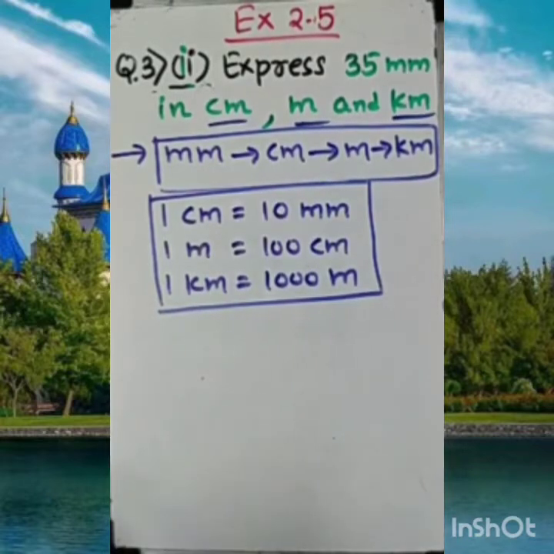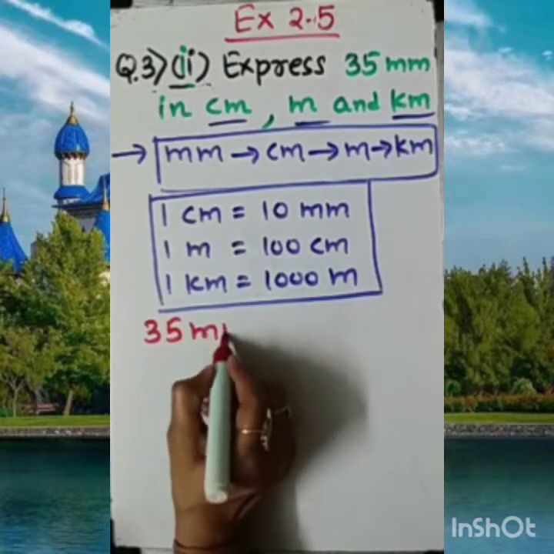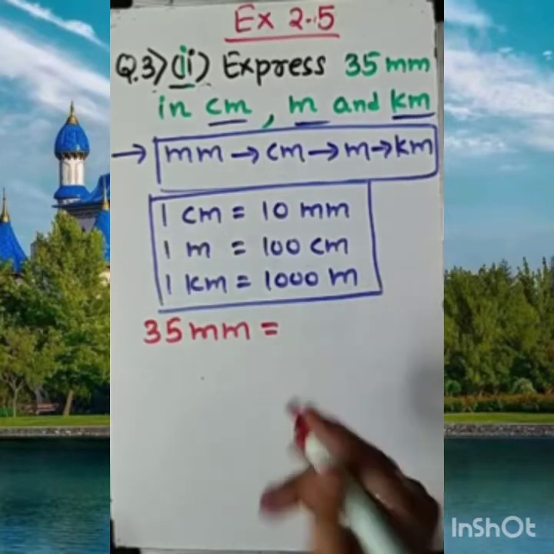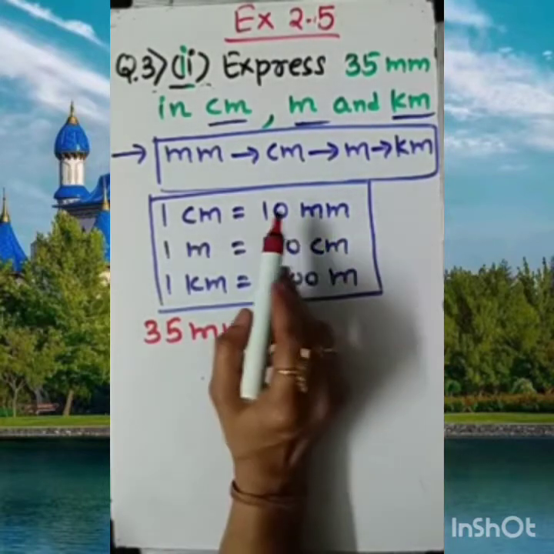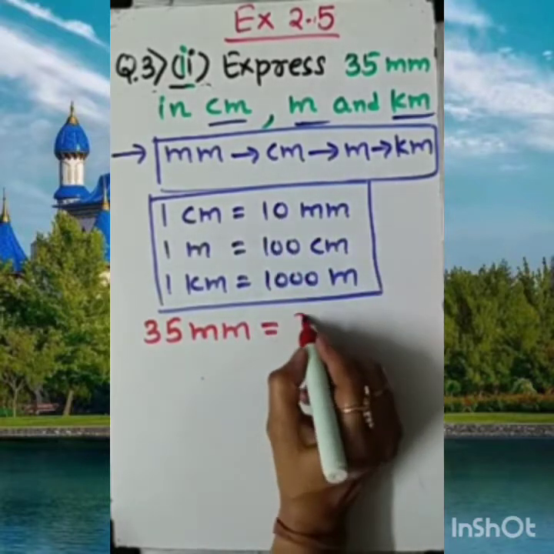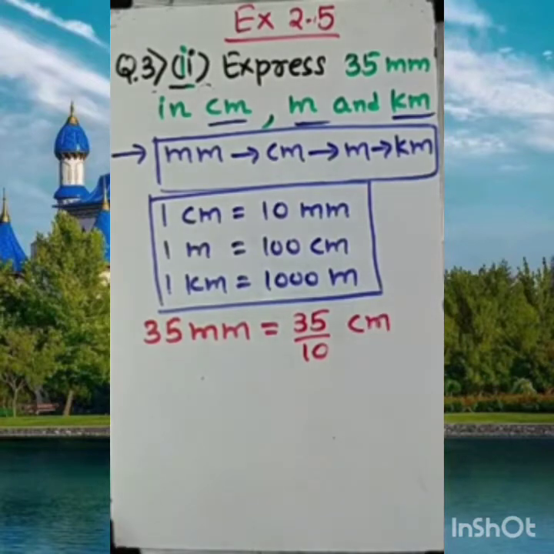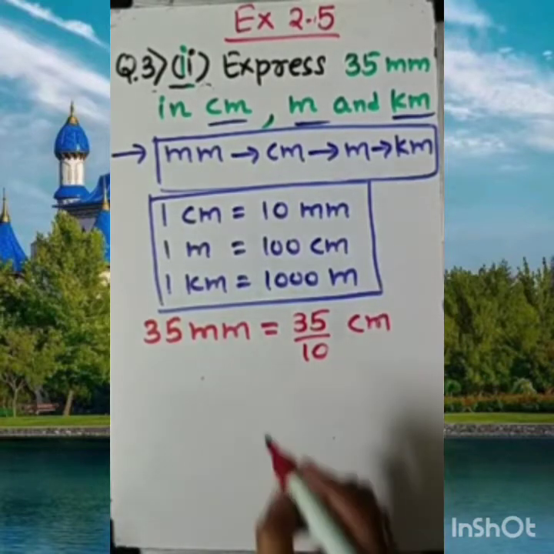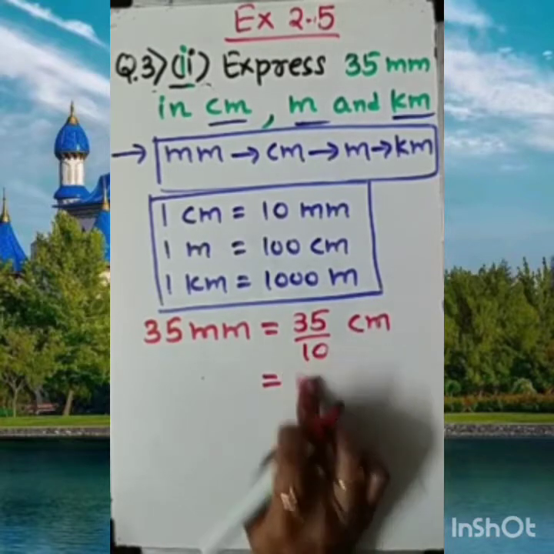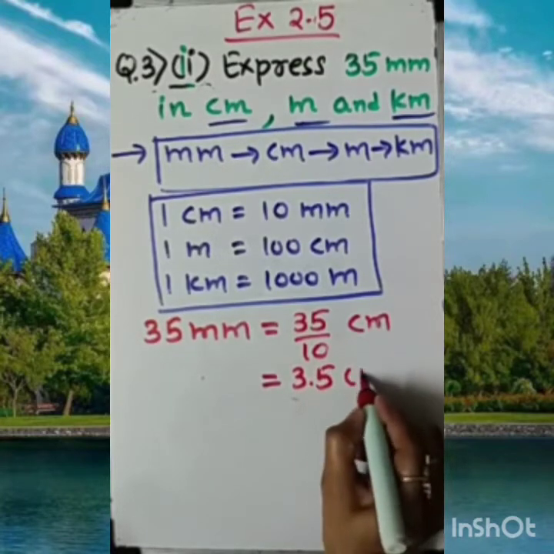Okay, so let's work out one by one. Please pay attention. First one is 35 mm, so I need to write 35 millimeter. First I am converting this millimeter into centimeters. So I need to divide it by 100. Sorry, 10. So 35 divided by 10. So we will have the conversion into centimeter. The solution is, one digit I need to shift. So it will be 3.5 centimeter.